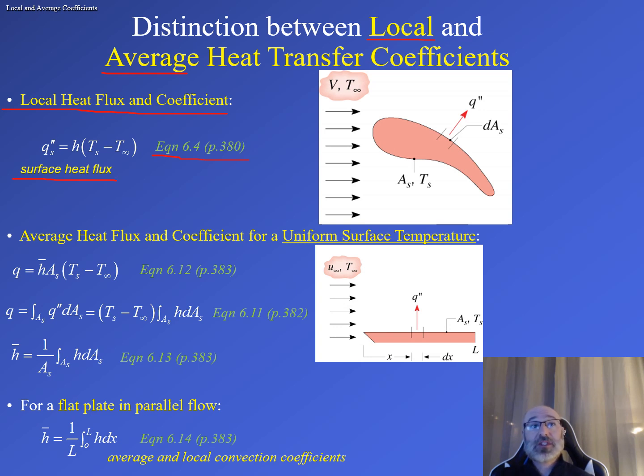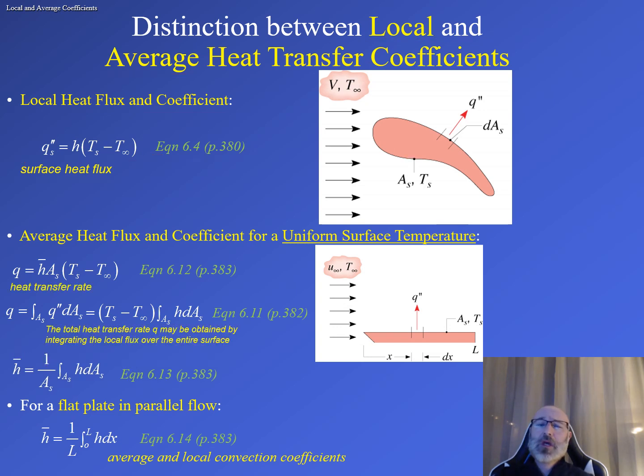We have our surface heat flux, q_s double prime, equal to h times our temperature difference of T_s minus T_infinity, where T_s is our surface temperature that we can see right there, and T_infinity is our surrounding temperature up here in the diagram on the right. Now let's take a look at average heat flux and coefficient rather than local, for a uniform surface temperature.